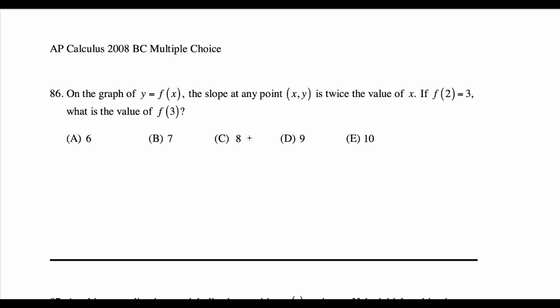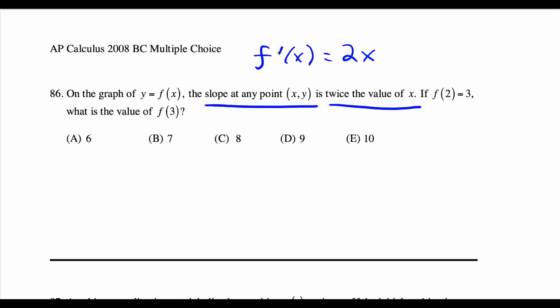Question 86 is a nice question, and the hard part is translating all this stuff. So when they say this here, we have the graph of y equals f of x. This line is a little confusing. The slope at any point (x, y) is twice the value of x. Well, this phrase, the slope at any point, is known as the derivative. So that tells us that f prime of x is equal to twice the value of x. So that's 2x.